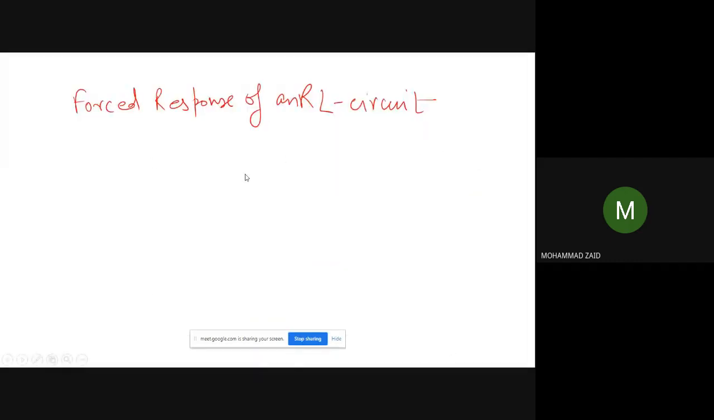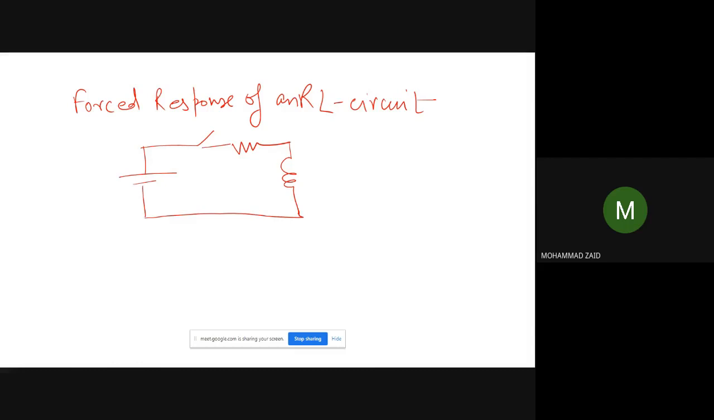Force response of an RL circuit. Now, in the previous class, we have seen the response of an RC circuit to a forced response. Today, we will go through this kind of circuit. This is a voltage source, very simple, and there is a switch, some resistance in the circuit, and some inductance in the circuit. This kind of circuit we will go through.